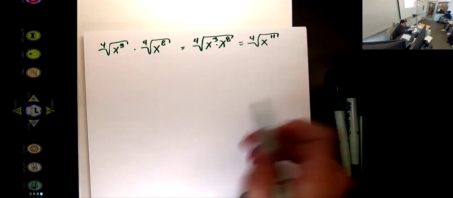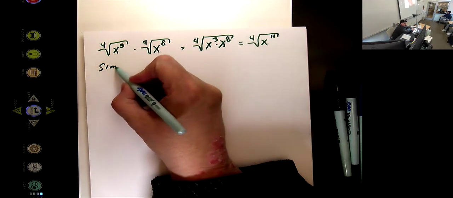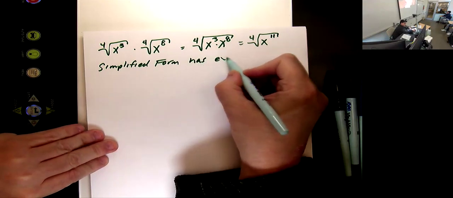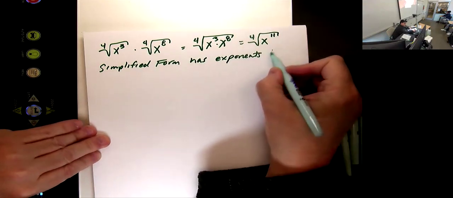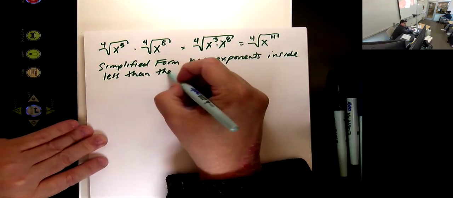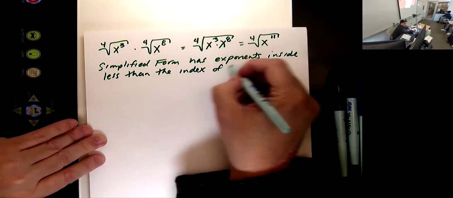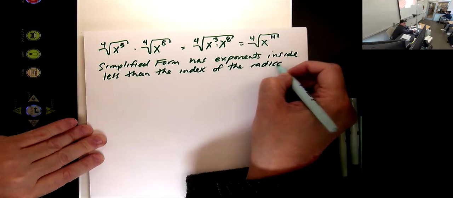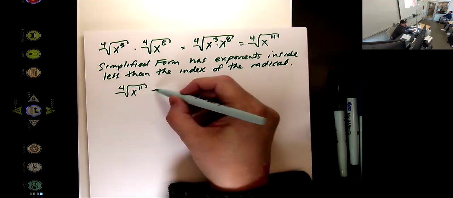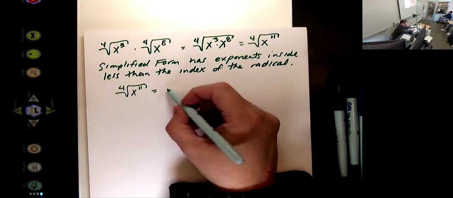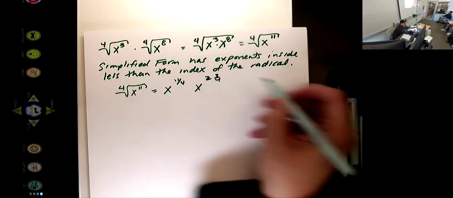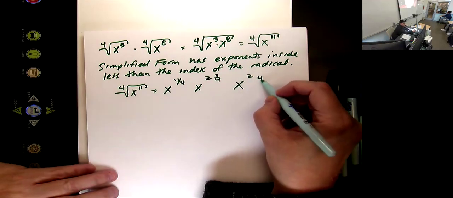And then simplified form always has exponents inside less than the index of the radical. Which means we need to simplify this. 4th root of x to the 11th is x to the 11/4, which is x to the 2 3/4. So x squared times the 4th root of x cubed.